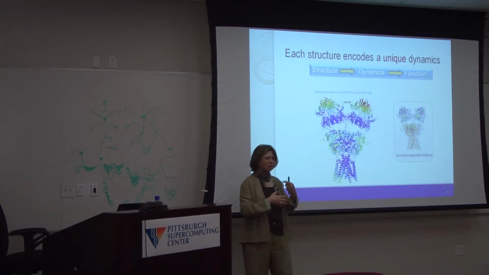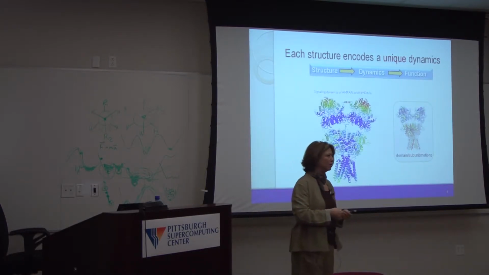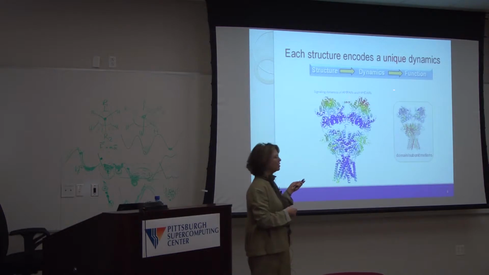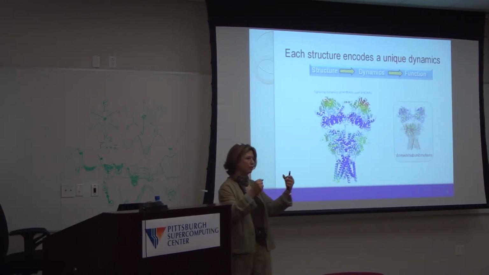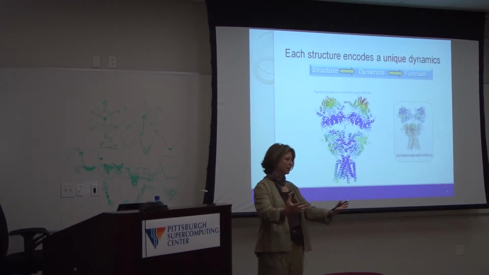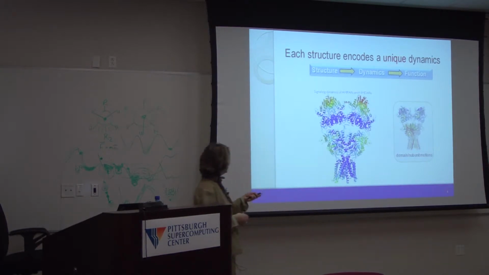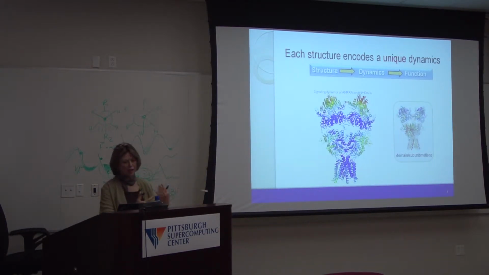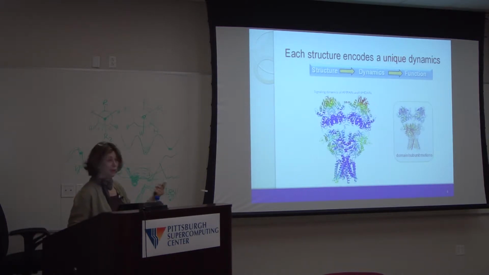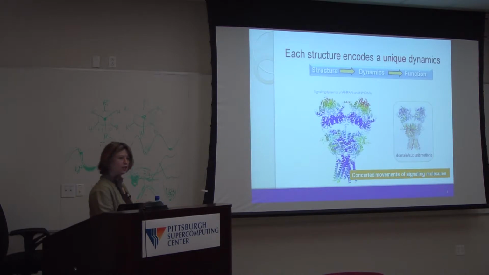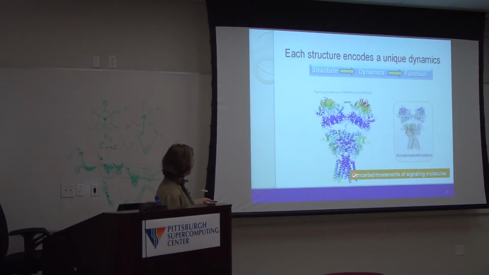Now, the type of experiments that can probe this is if you can have some sort of interaction between them. If you substitute cysteines, you can form a disulfide bridge. So it is possible to probe them, and indeed that's what we've been doing to verify, one way of verifying. So essentially, what we are observing are concerted movements of signaling molecules.